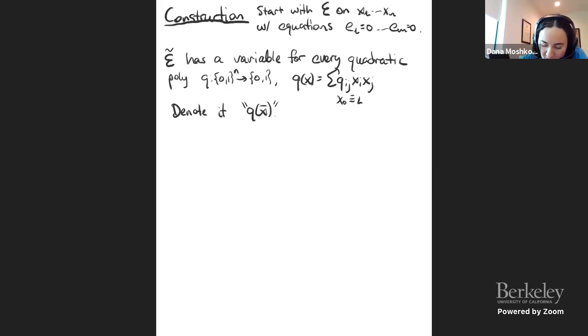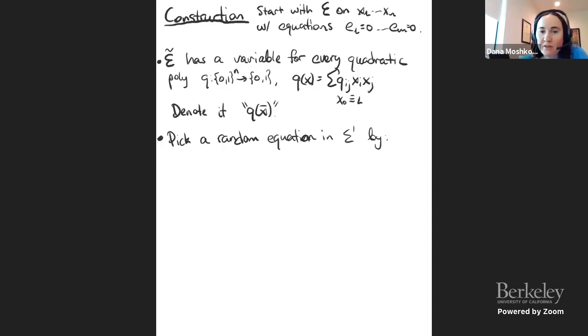Okay, so now I need to define for you the equations, and what I'll do is I'll just show you how to pick a random equation in E tilde by doing the following procedure.